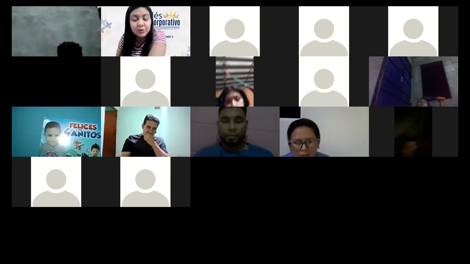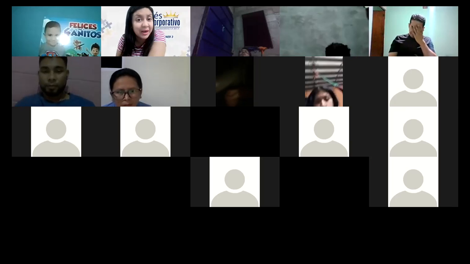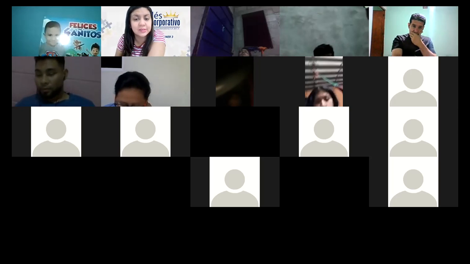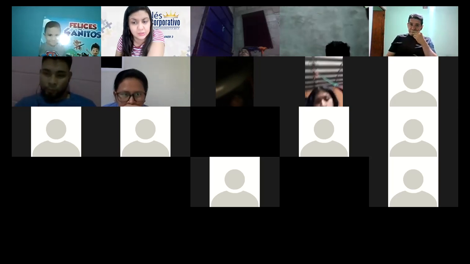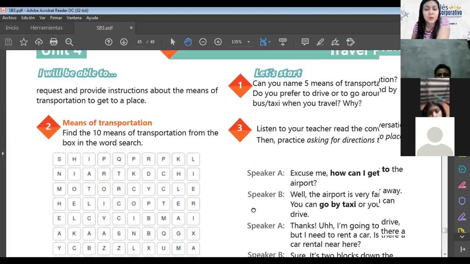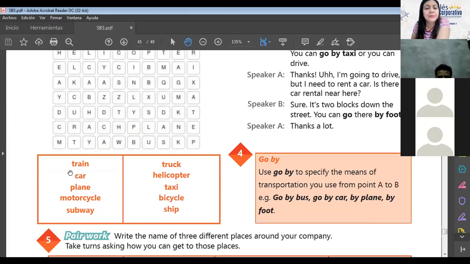Now, let's continue with the next part. Let's practice, okay? And I will explain to you the use of go and the use of get. So please try to pay attention. Let me know when you can see my screen. Can you see my screen now? Yes. Okay. So you can see here the different means of transportation, for example, train, car.